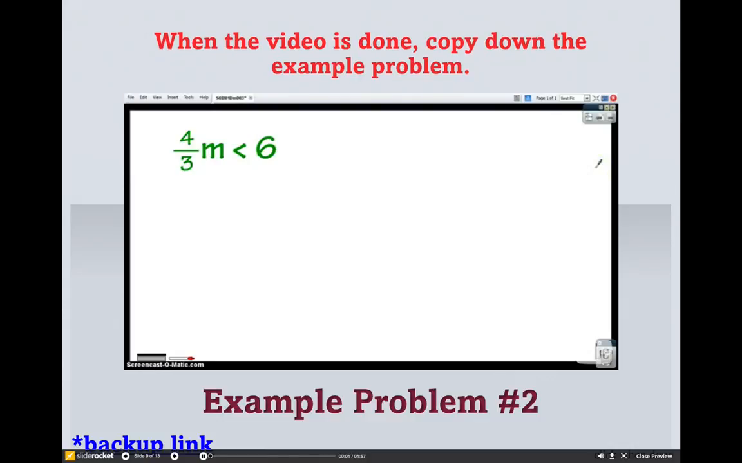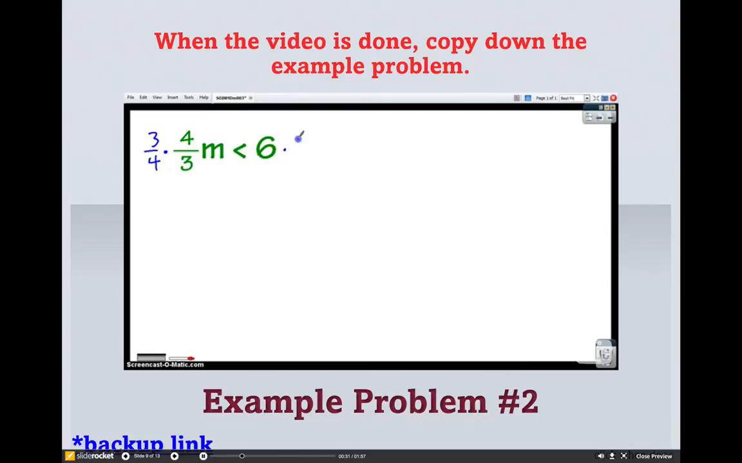All right, so let's try this next problem. 4/3 times m is less than 6. So as before, we want to undo this and get m by itself. So here we need to get rid of this times 4/3. Now normally the opposite of timesing would be to divide. But as we've learned in the past, anytime you divide by a fraction, we always end up doing the same thing anyways, which is to flip and multiply, or multiply by the reciprocal of 4/3. So in this case, I'm just going to skip that step. Here we can multiply by 3/4.